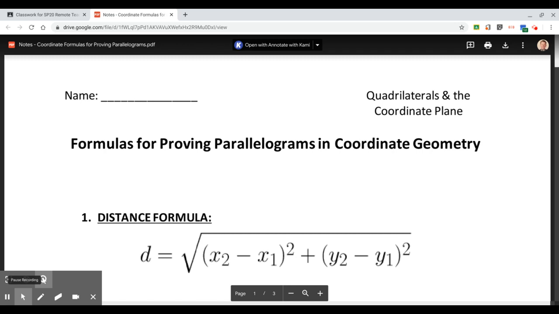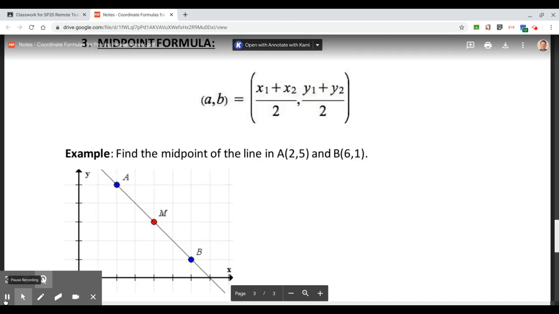For this video, this is the third out of three, and this one is going to focus on the midpoint formula. So the midpoint formula is going to be a point such as AB, which is going to equal x1 plus x2 over 2. That will be your x value. And your y value will be y1 plus y2 over 2. And it's going to be the halfway point in between 2 points.